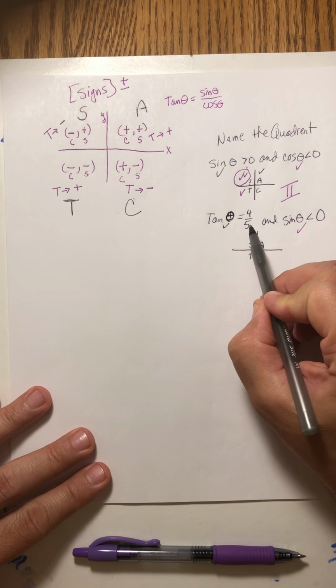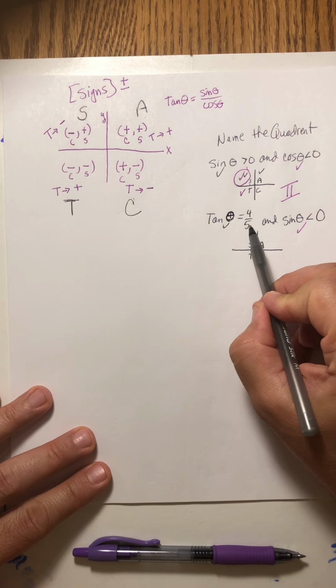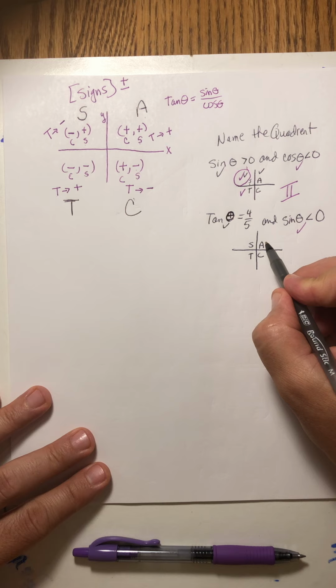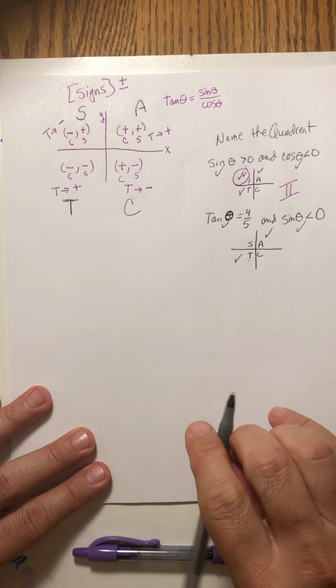Tan theta is equal to 4/5. Well, what do you know about 4/5? Well, it's positive. So I need to know where tangent is positive. Well, A is all are positive. T, tangent's positive.